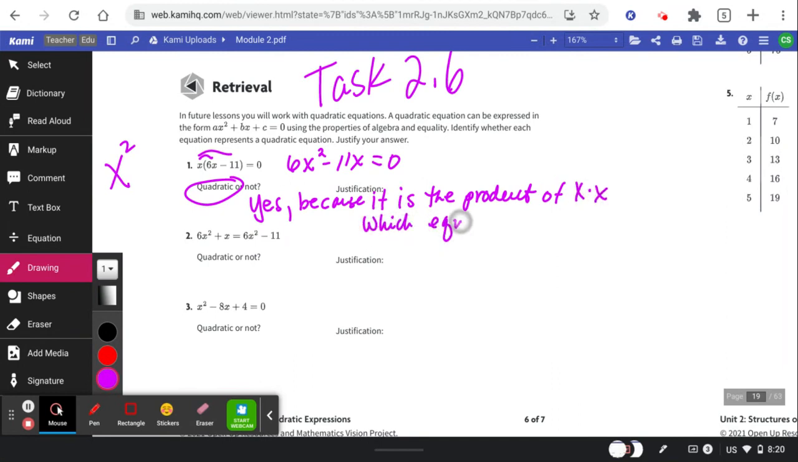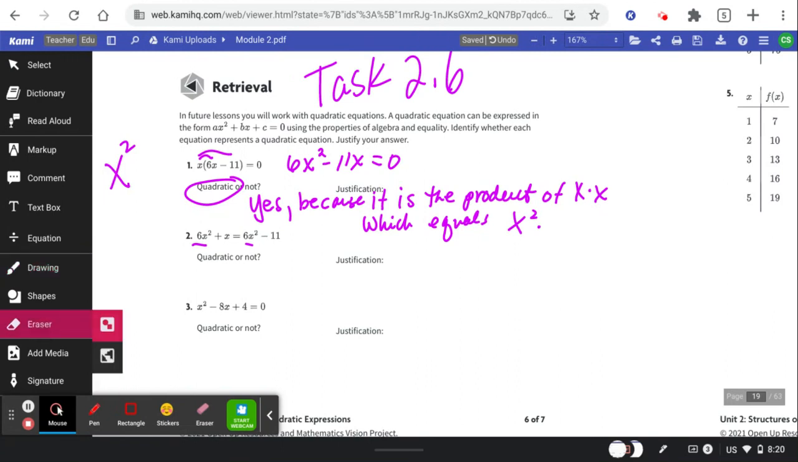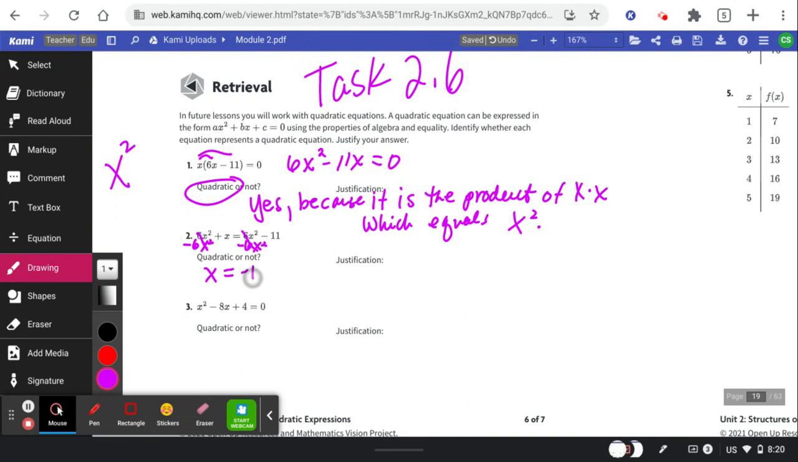which equals x squared. Looking at the next one, this has a 6x squared, this has a 6x squared, but technically, if I subtracted those out from both sides, do you see that it would cancel? And it would just leave me x equals negative 11. So this is not quadratic because the x squared cancels out.